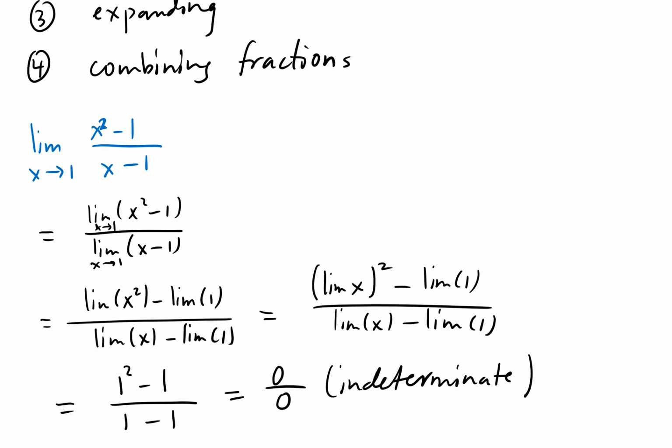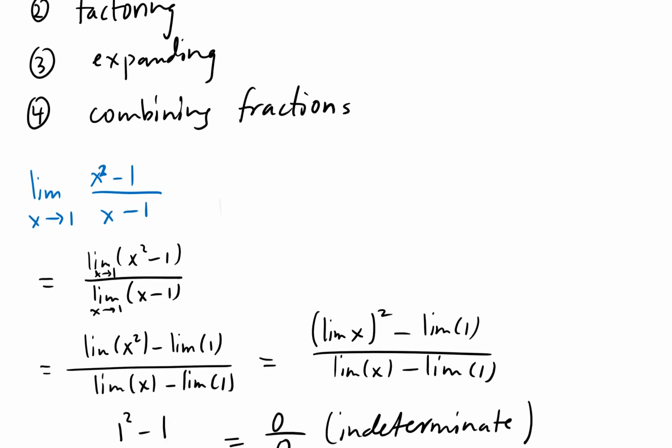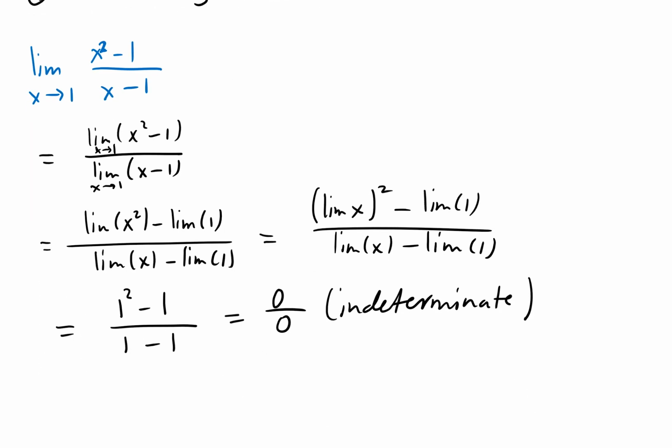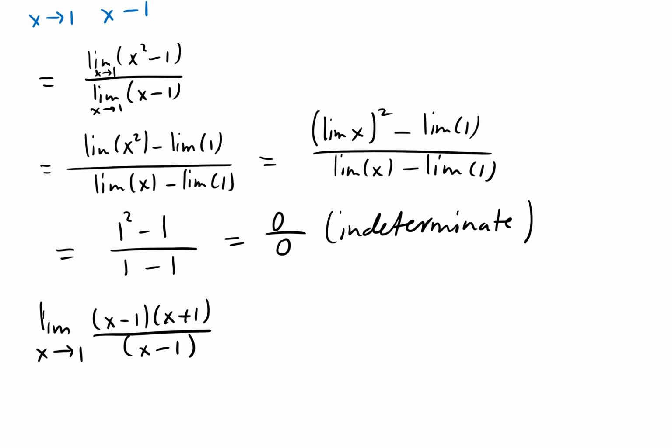So we have to use one of those tricks. It's not two fractions or more to combine them. I cannot expand. There are no radicals to rationalize. So the only trick I can use is number 2, which is factoring. So I can factor the numerator as x minus 1, x plus 1, and keep the denominator the same. Then the x minus 1 cancel each other. So that will leave us with finding the limit as x approaches 1 of x plus 1.